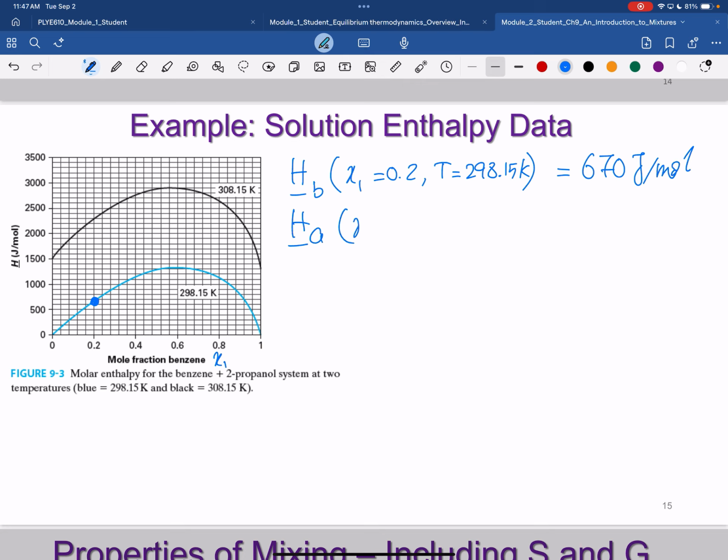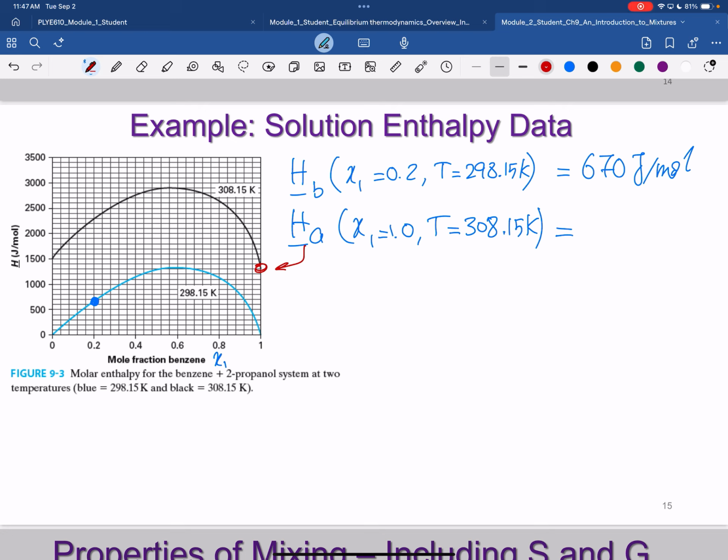HA, so this happens at X1 equal to 1, temperature 308.15. So I'm going to look at the black curve, right? So what is that number roughly? Basically show me where it is on the curve. Which part should I look at? Looks like it's about 1400. Yeah. So it's here, right? Yeah, it's there.